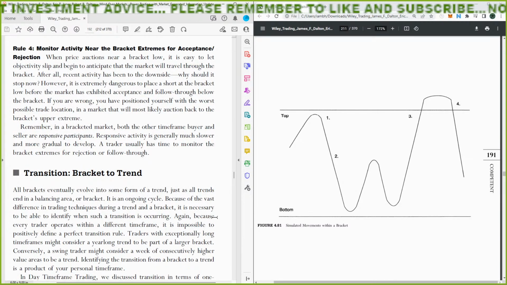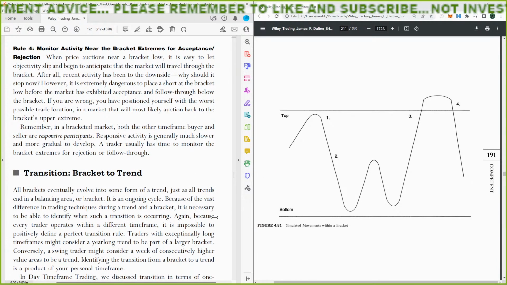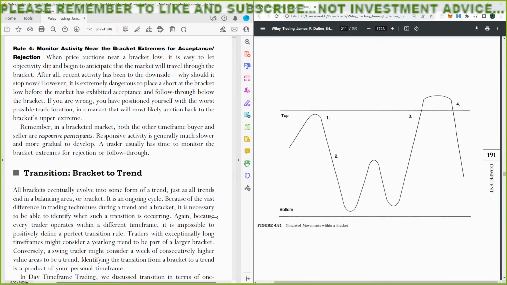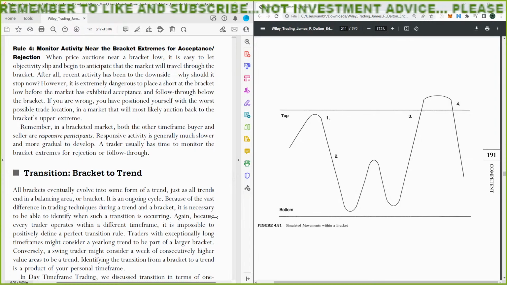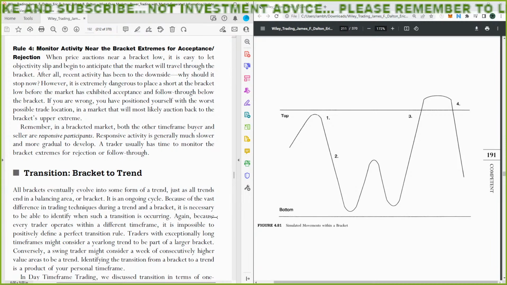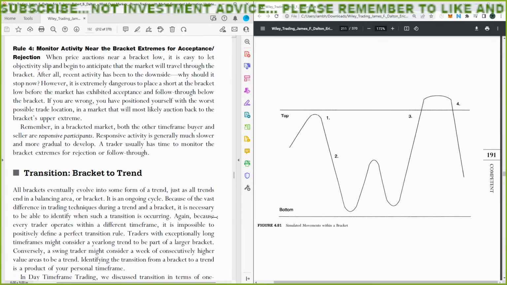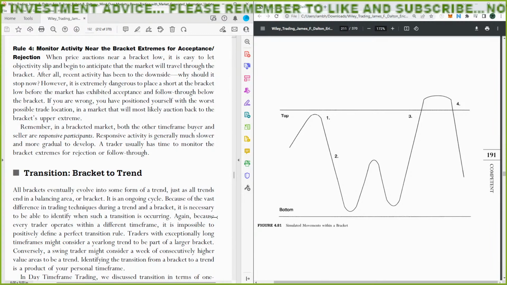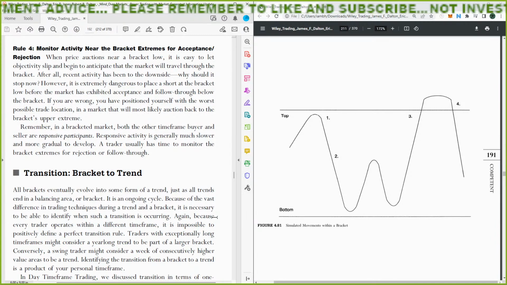Rule number 4. Monitor activity near the bracket extremes for acceptance and rejection. If price auctions near a bracketed low, it is easy to let objectivity slip and begin to anticipate that the market will travel through the bracket. After all, recent activity has been to the downside. Why should it stop now?